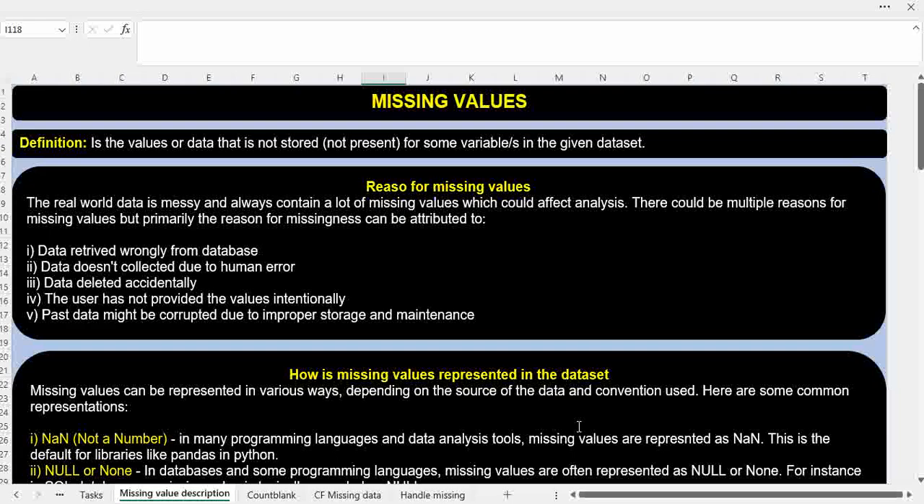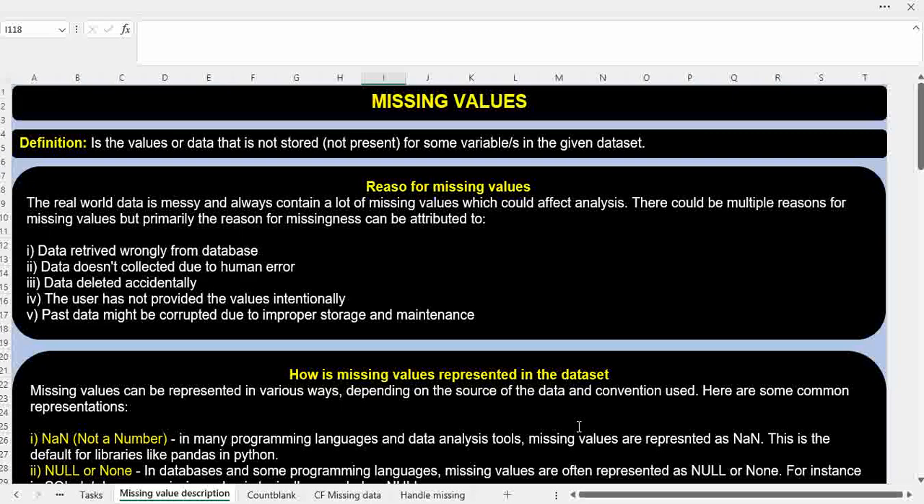Past data might be corrupted due to improper storage and maintenance. So if you have stored your data poorly, it can be hacked, leading to missing values. These are just basic reasons for missing values. Of course, there are others that you might encounter as you go along.